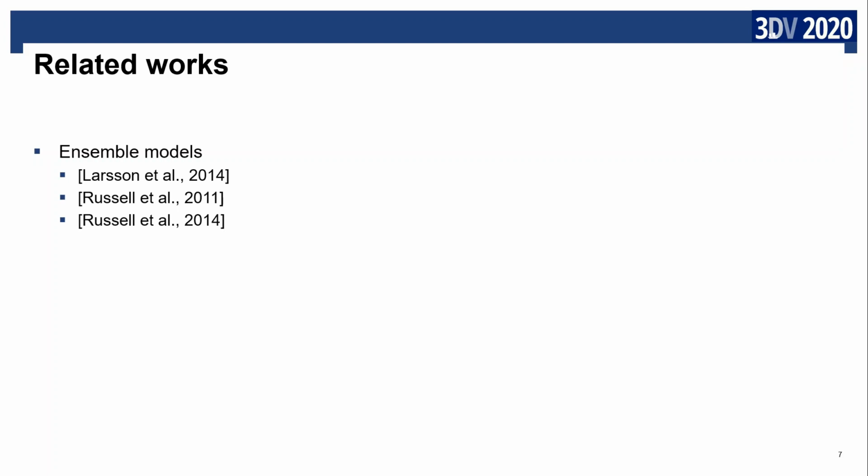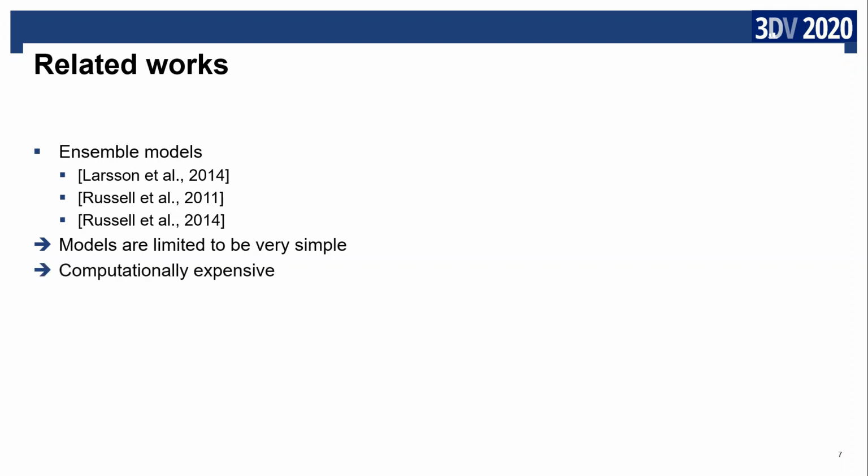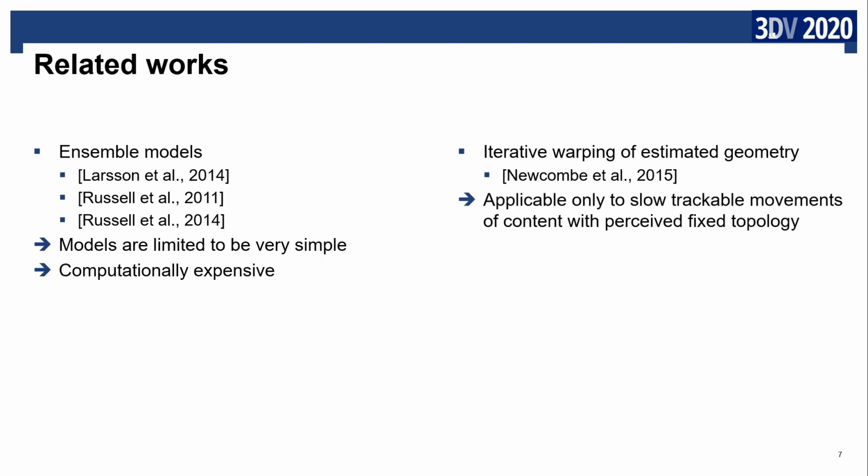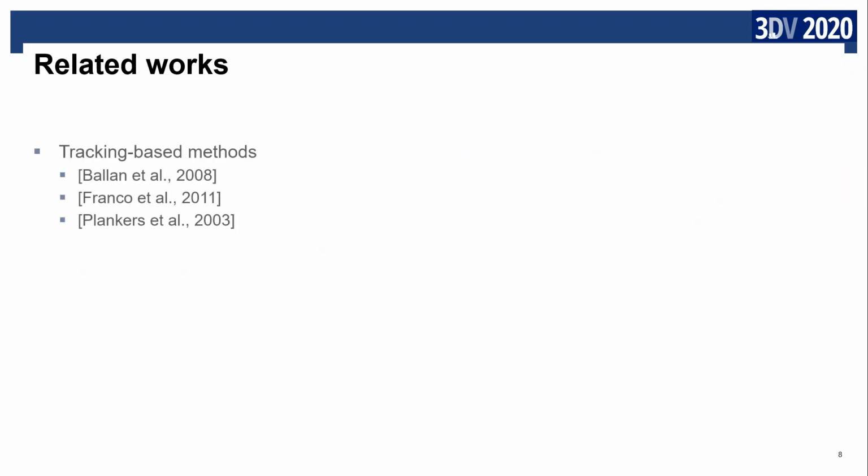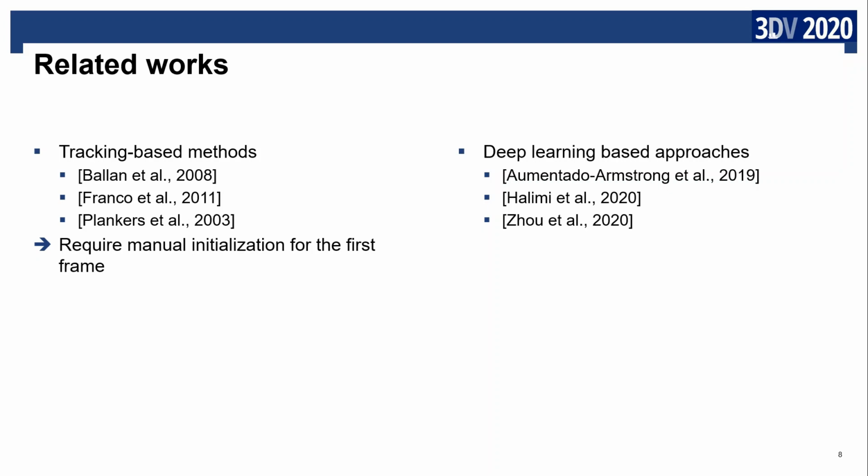Ensemble models are proposed to tackle this problem, yet to avoid overfitting, models need to be very simple, and they are generally computationally expensive. Some other researchers focus on the non-rigid reconstruction by iterative warping of estimated geometry into the live frame, yet only applicable to slow trackable movements with perceived fixed topology. Tracking-based methods can track moving objects but require manual initialization of the first frame, and deep learning-based approaches are data-driven and not suitable for novel characters decomposition.